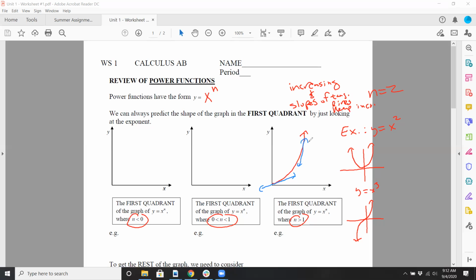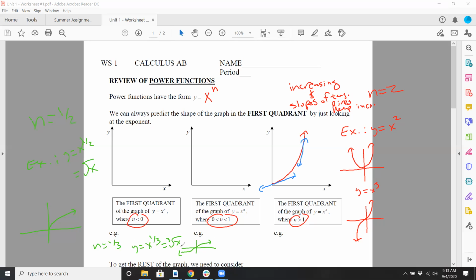Now, what if it's between 0 and 1? So let me do a different color here. Let's say n is 1/2. So a good example would be y equals x to the 1/2 power, which hopefully you recognize as the square root of x. Well, we know that graph looks like this. Even if you did the cube root of x, which is x to 1/3, the graph still looks pretty much the same. It actually looks like this.